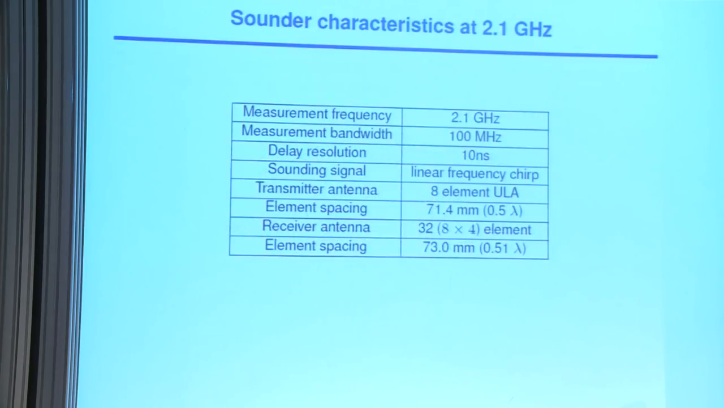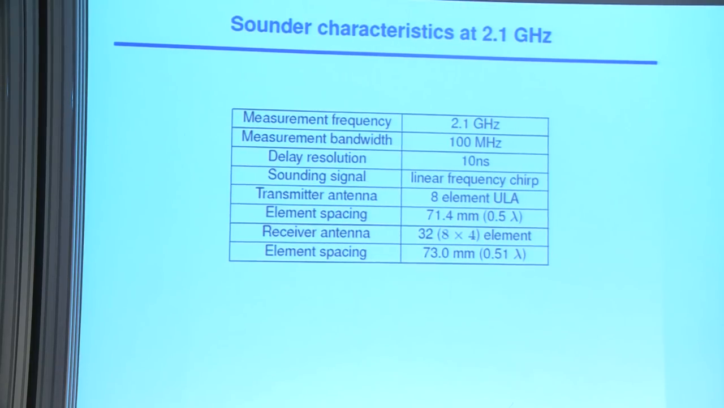Okay? And to give you just an example, we can jump, but you can derive it explicitly. What's interesting is that we did, a couple of years ago, some measurements at 2.1 gigahertz with a bandwidth of 100 megahertz, with an antenna with 8 elements at the transmitter and 32 elements at the receiver. But be careful in what I'm going to show you. We used only 8 elements here. It's an 8x8 MIMO system.